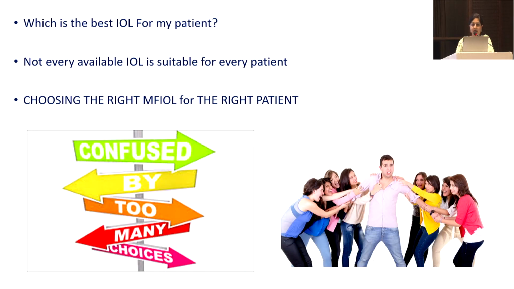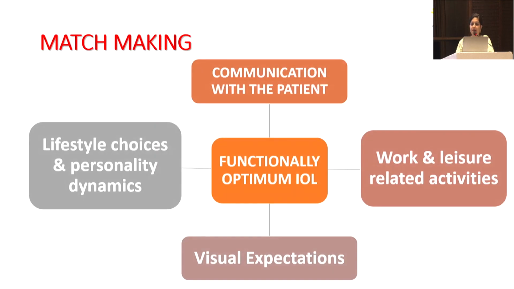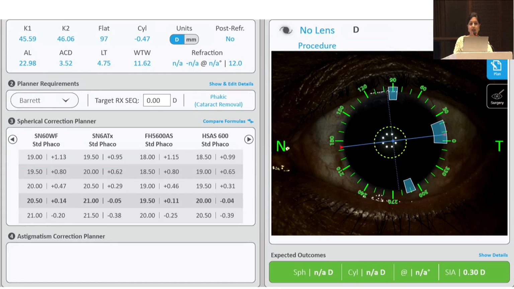So which is the best IOL for my patient? Today we are spoiled for choice, and we end up being a matchmaker, like Dr. Parul has very clearly defined to us. So now let's see a few scenarios. This is an against the rule astigmatism. I am showing no financial interest here. I am showing some cases which I plan on the Varion, but you can easily use the online Barrett toric calculator for this.